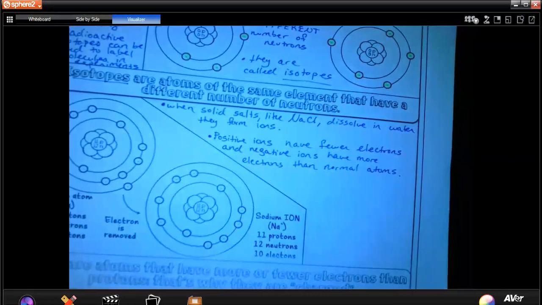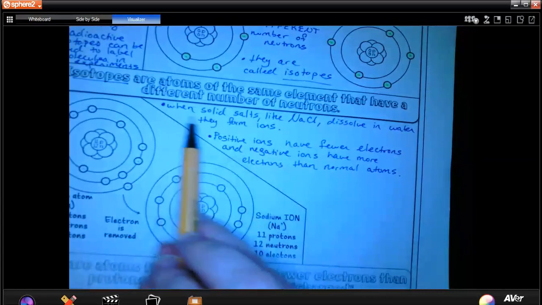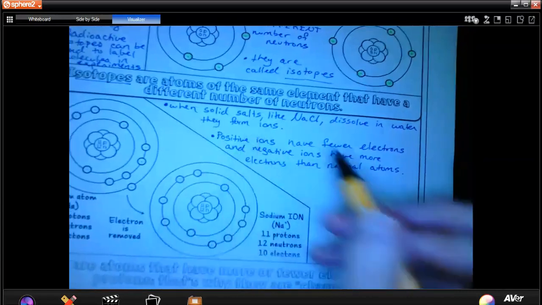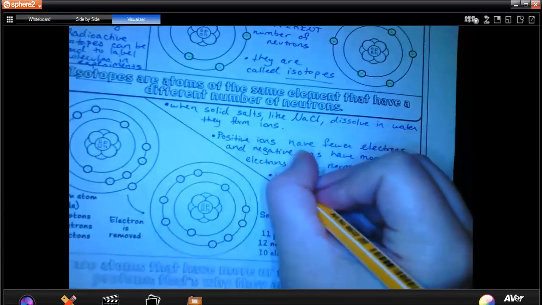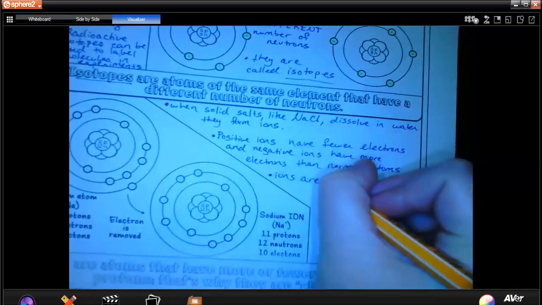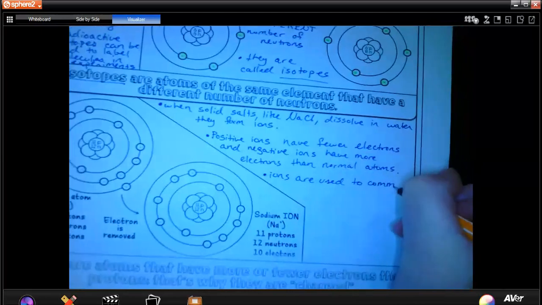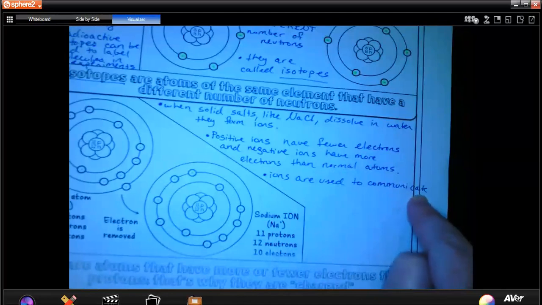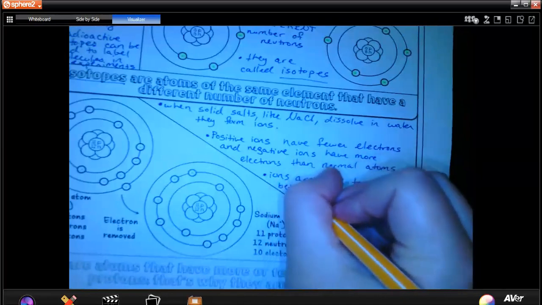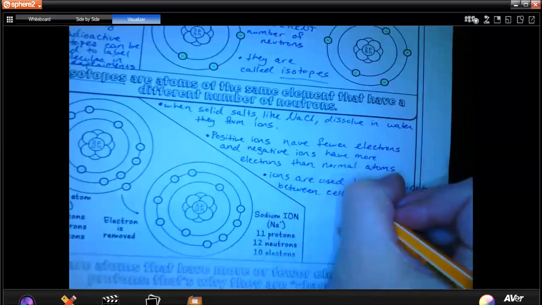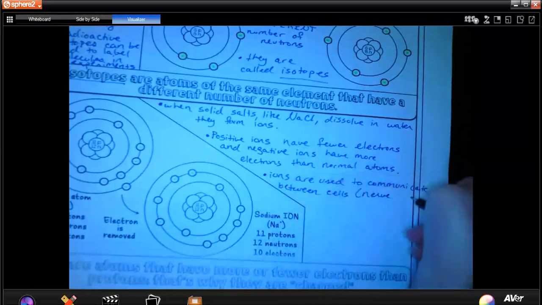In the human body, in biology, we have taken advantage of the fact that when salts dissolve, they form ions, and we use ions to communicate between ourselves. That's communicate. Between cells, such as nerve cells. Such as, we use it for all cells, but nerve cells.